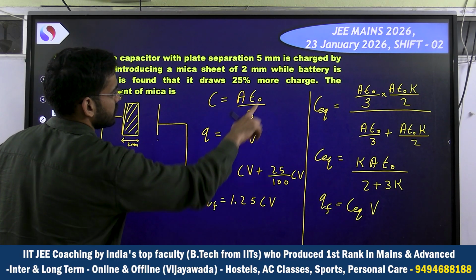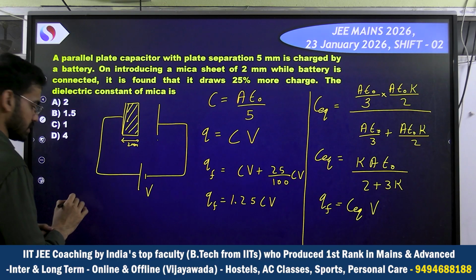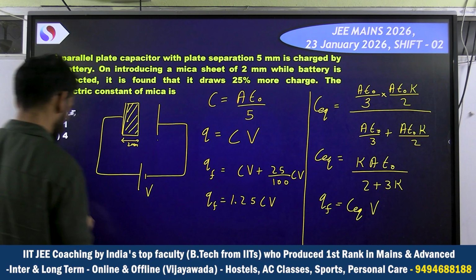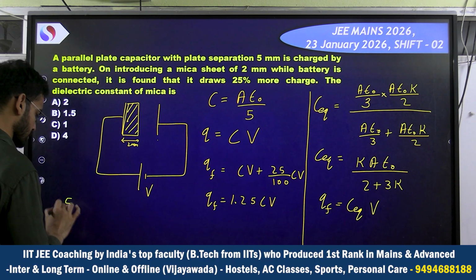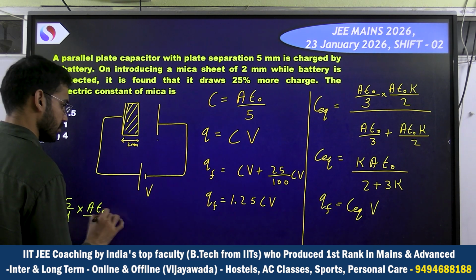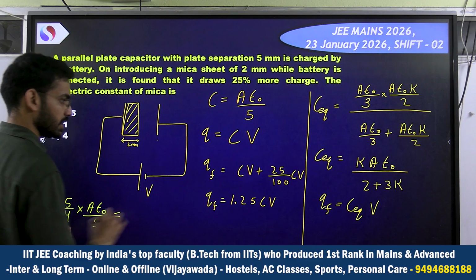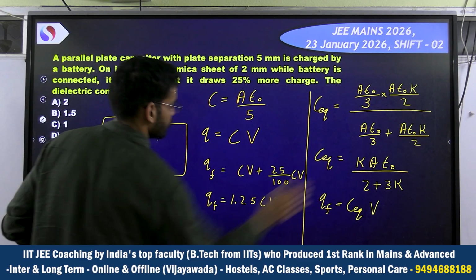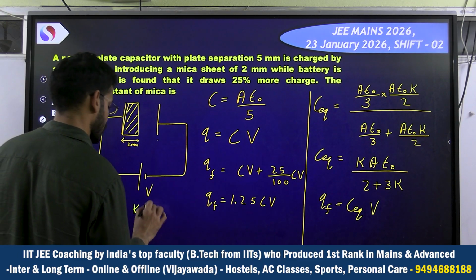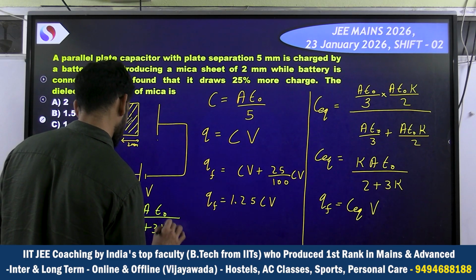C value how much? A epsilon naught by 5. Okay, so put that value also. So you will say 1.25, which is nothing but 4 by 5, right? Sorry, 5 by 4. 5 by 4 into C, that is A epsilon naught by 5, and V will get cancelled out, okay, and is equal to C equivalent. So put that value: K A epsilon naught divided by 2 plus 3K.